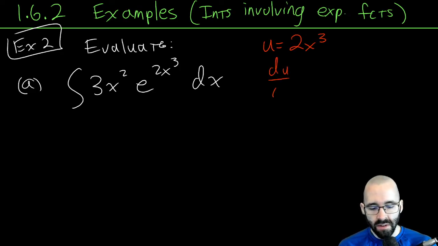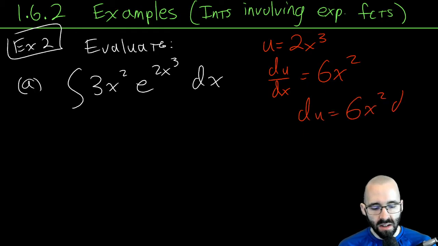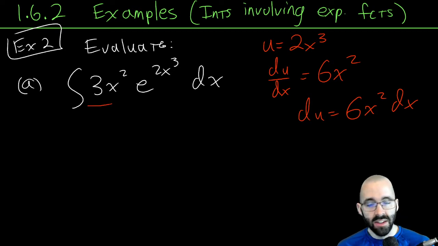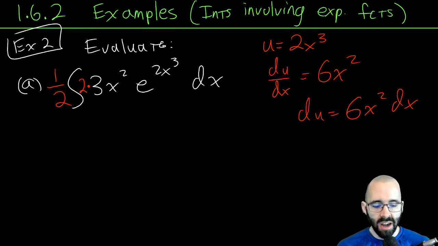If u is 2x cubed, well then the derivative of u with respect to x is 6x squared. So du is going to be 6x squared dx. Well, too bad. We almost have it. Well, we can get it. We can get a 6 by just multiplying by 2. But if we multiply by 2, we should also divide by 2.